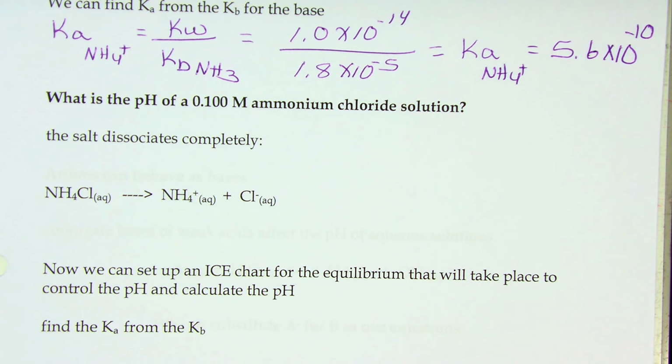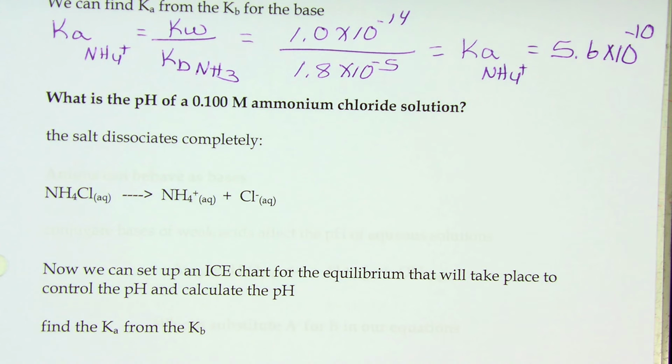So now we have a Ka for this cation that is a conjugate acid of a weak base, or a protonated base, or a pH-active cation. It can be called a lot of different things. Now we can use this information to determine the pH of salt solutions. So let's look at a typical problem. What's the pH of 0.1 molar ammonium chloride solution? This is where you have to start thinking, what's in my beaker?